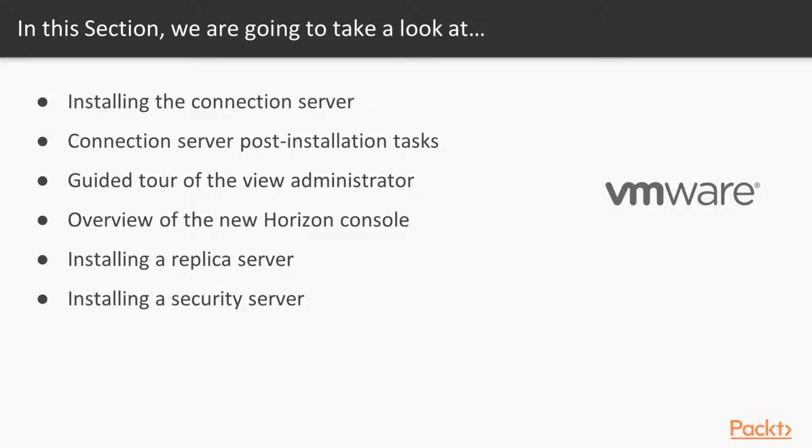In this section we're going to start by looking at the configuration requirements for the server that is going to have the Horizon View Connection Server software installed on it. Next, we're going to take a quick overview of the View Administrator and also the new Horizon console. We will finish the section by installing a replica server and also a security server.